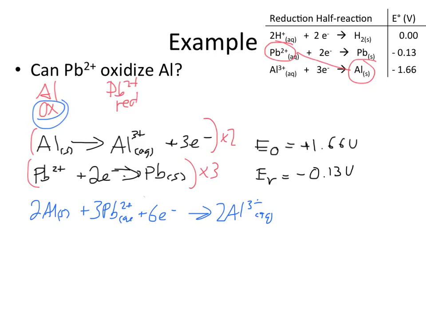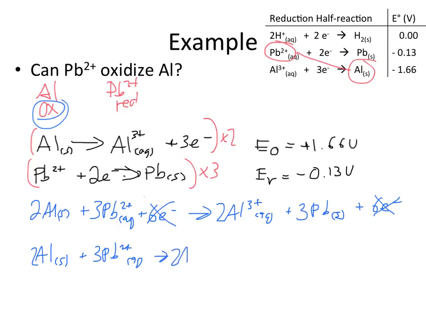Put a little aqueous on this side, plus 3 Pb solids, and again 6 electrons. Because we have 6 electrons on both sides, we can cancel those out and write our final equation here: 2 Al solid plus 3 Pb2+ aqueous, giving us 2 Al3+ aqueous plus 3 Pb solid. Now we're still not done. That's our total, our net ionic equation.